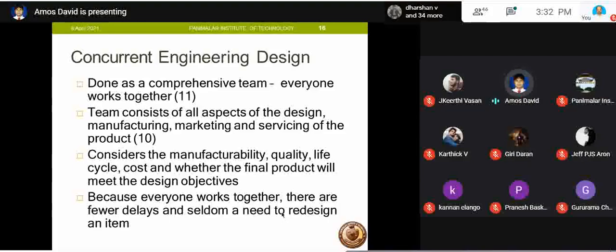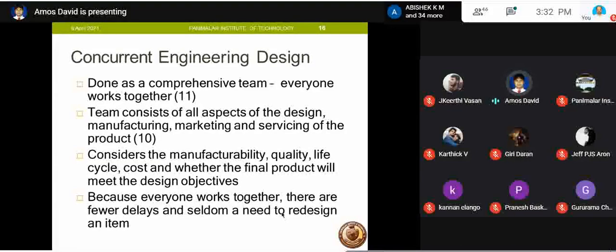Everybody, including people who are into service. Service is something that comes at the end, right? After the product has been delivered into the market, if the product needs to be serviced, that person comes in, a service technician or someone. They also will be called for, and everybody will sit together and work on it. So what happens basically is every input is taken.